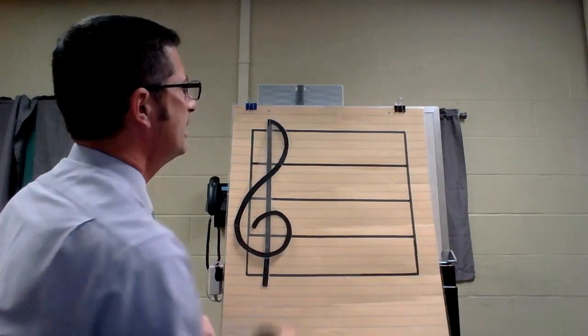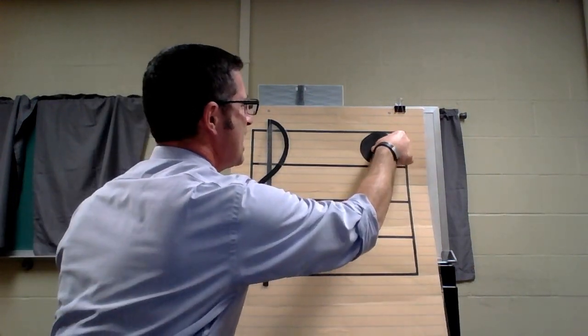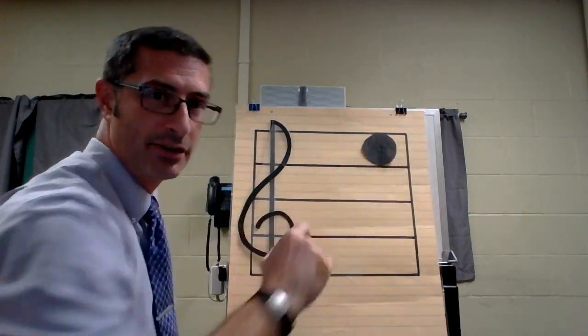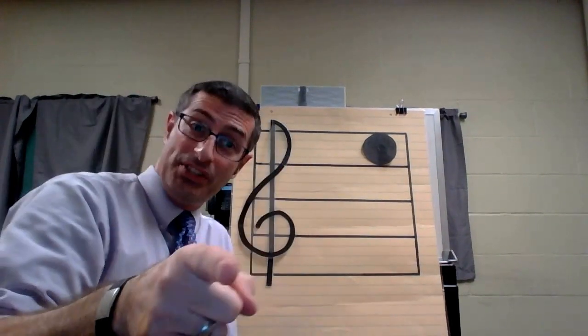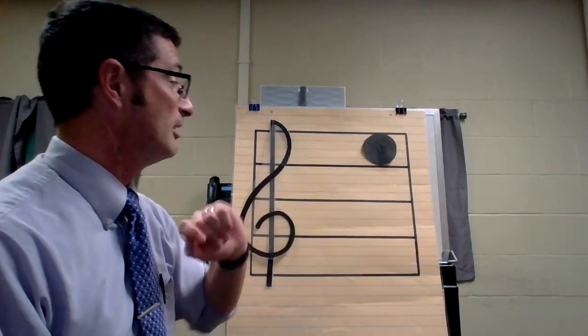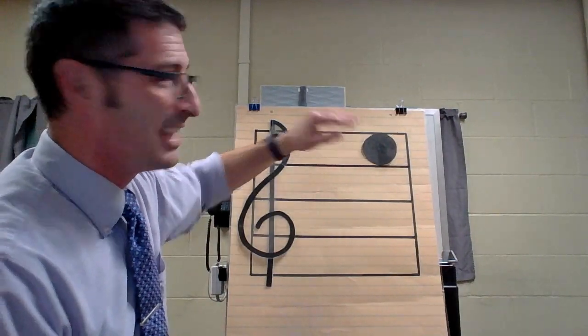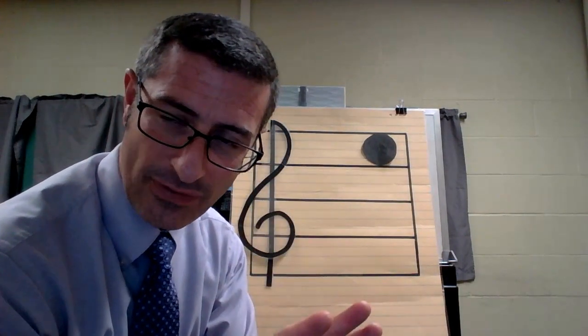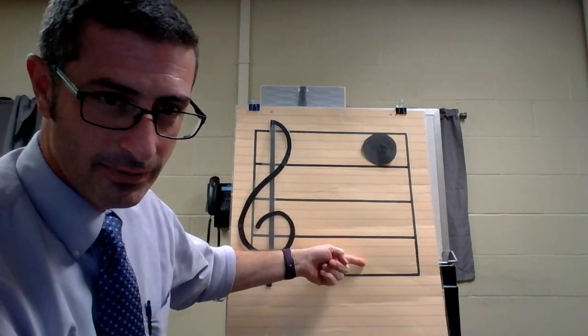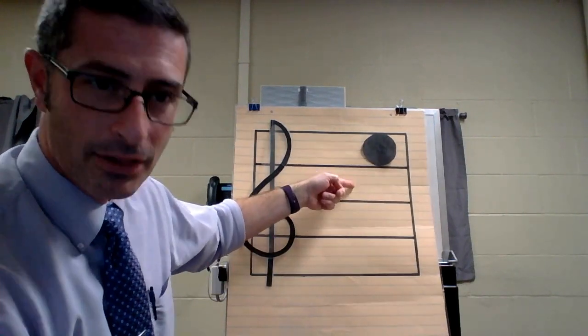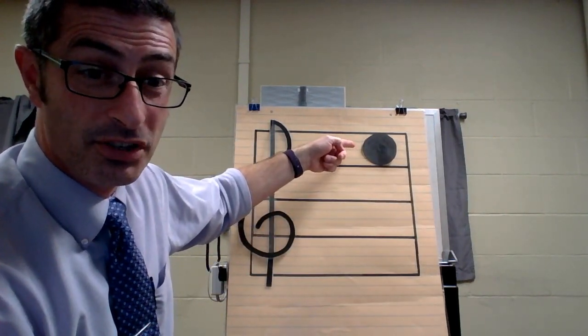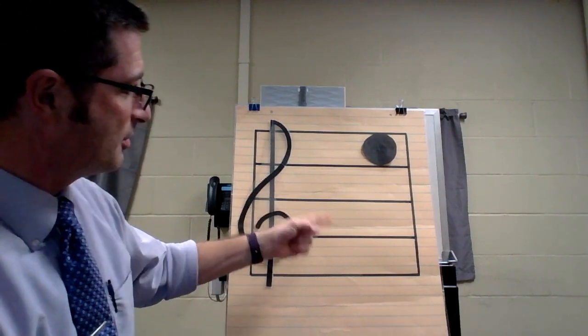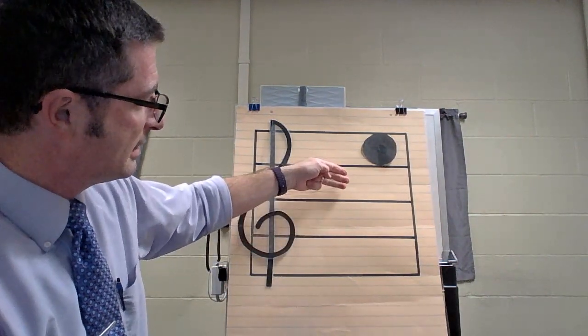What if I jump all the way up there? Whoa, line or space? That one's in a space, right? It's in between. Good job. So if that one's in a space, now I've got to spell F-A-C-E, face. Now it's not in the first space, not in the second space, not in the third space. It actually goes all the way up to the fourth space. So let's spell face and get to that fourth space. F-A-C-E.